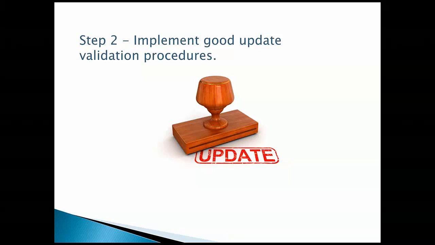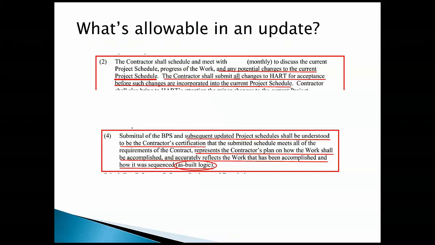The second thing to look at in schedules particularly deals with updating of a schedule. And one of the big issues with updating is determining what's allowable in an update. I've got up there posted a couple of specs sections out of one contract that I'm working with a client on, and the first section up there says the contractor shall schedule and meet with the owner monthly to discuss the current project schedule, progress of the work, and any potential changes to the current project schedule.